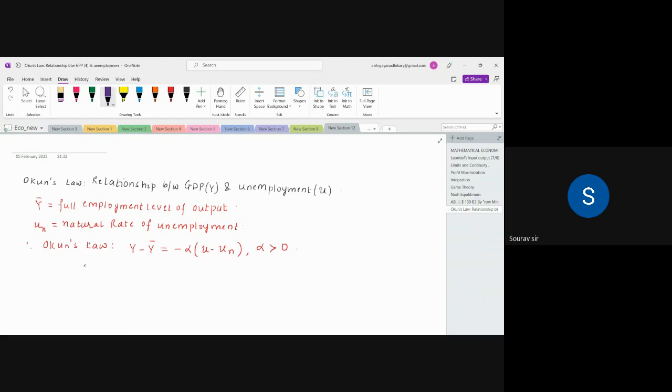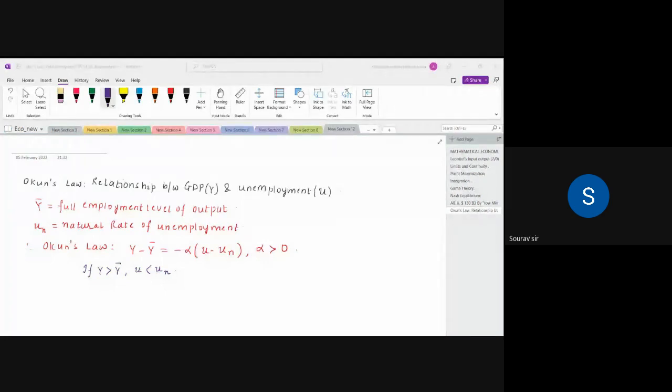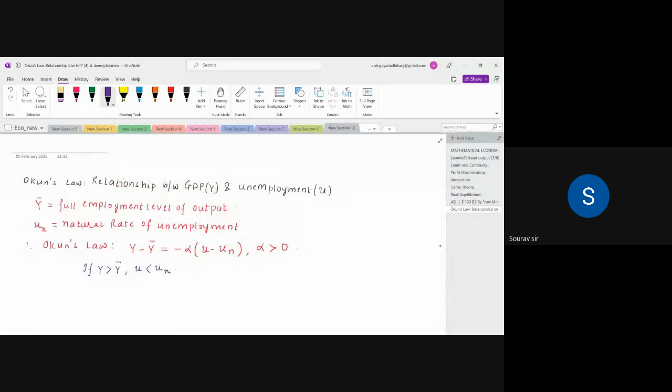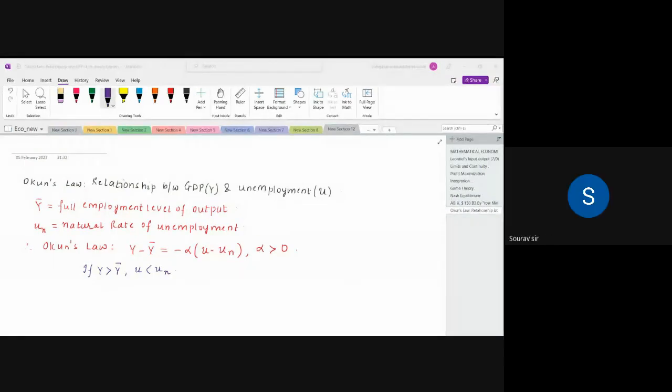If output is more than the natural rate, then what do you have? You have demand-pull inflation. So u should be lesser than un. Correct? Understood this? Yes. So something like this is what Okun's law is telling you, right? And are you familiar with the idea of adaptive expectations? No, sir.